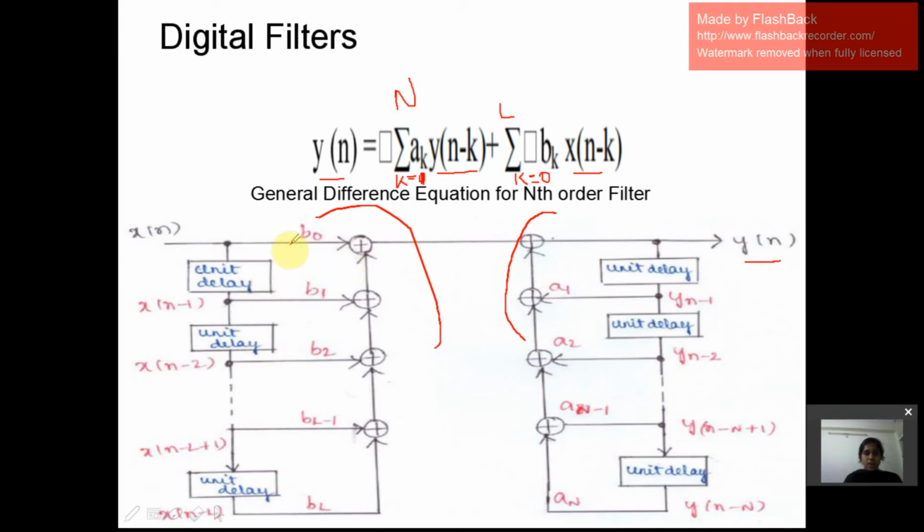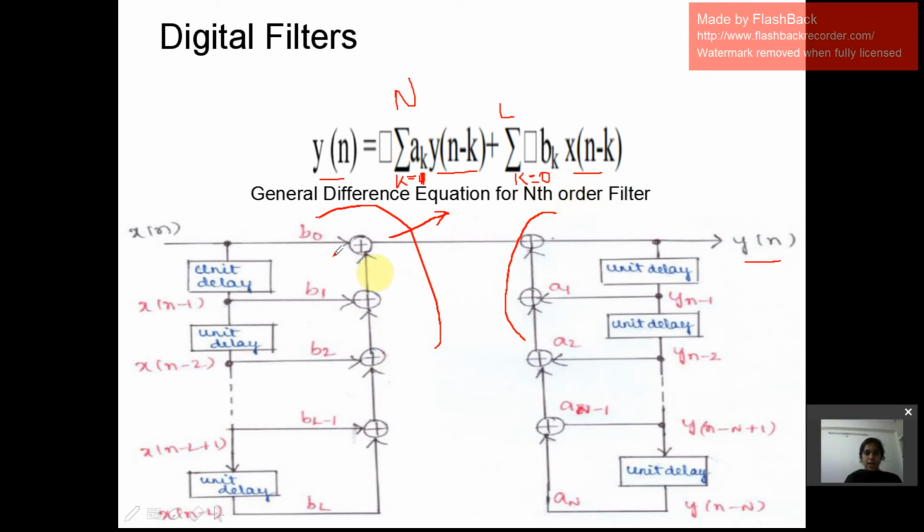So in order to get the output, what is the output you will get after this adder? b sub 0 gets multiplied with x of n, and that value we get as the first term. What is the next term? b1 into x of n minus 1. This is the second term that gets added to the first term, as it is a summation. All these get added together and we get the output.